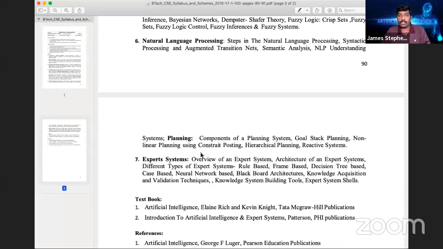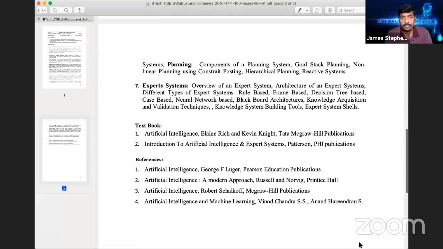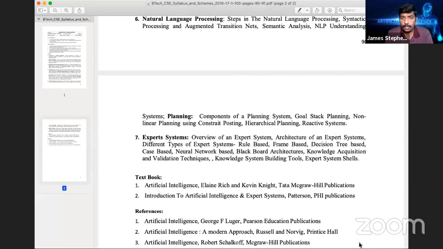So this is the syllabus overview of artificial intelligence. The major textbook we use is by Elaine Rich and Kevin Knight, Tata McGraw-Hill publications. An excellent book; in the recent edition, even one Indian author also contributed. You can also study Introduction to Artificial Intelligence and Expert Systems by Patterson, PHI publications. There are some reference books, but the major textbook we use is Rich and Knight. So this is the whole syllabus in artificial intelligence classes, what we are going to handle in the next few weeks. Thank you.